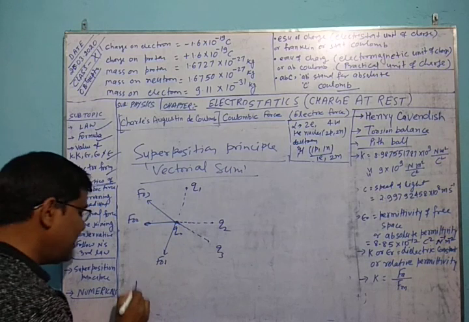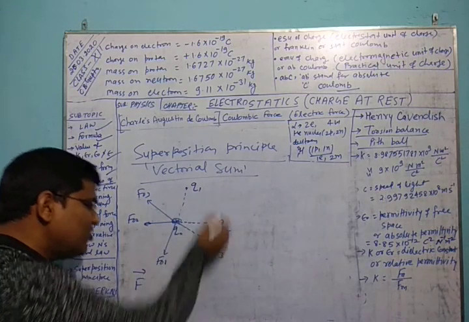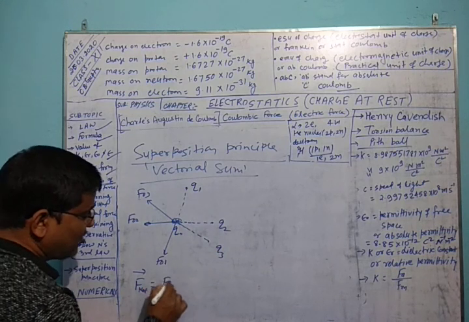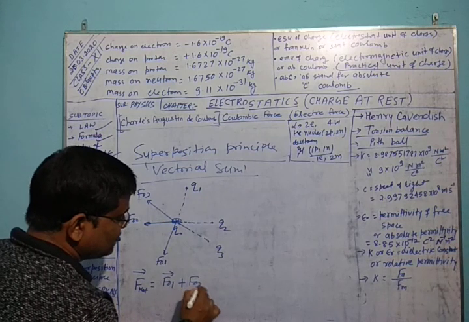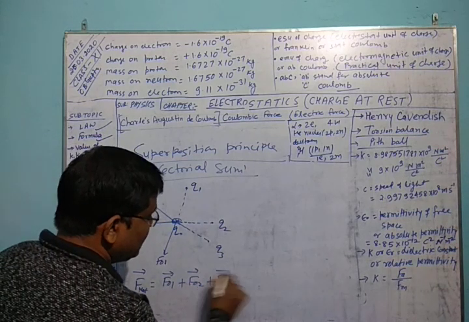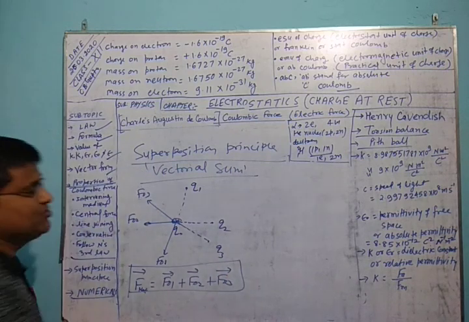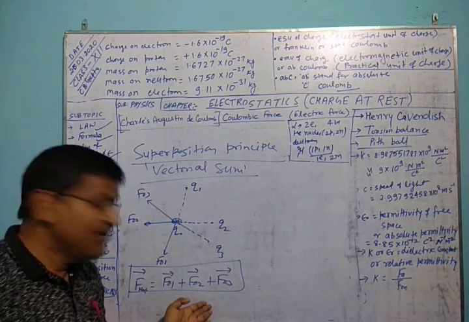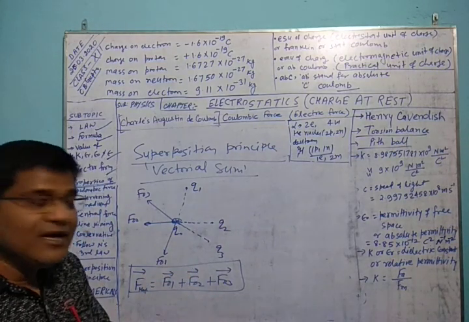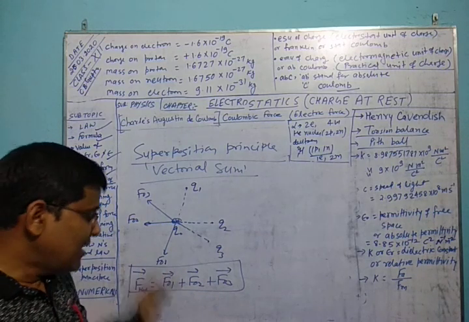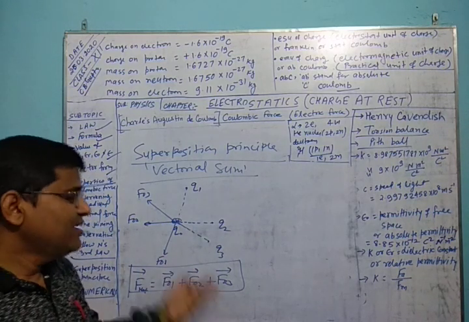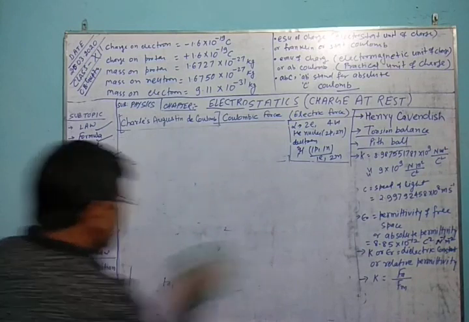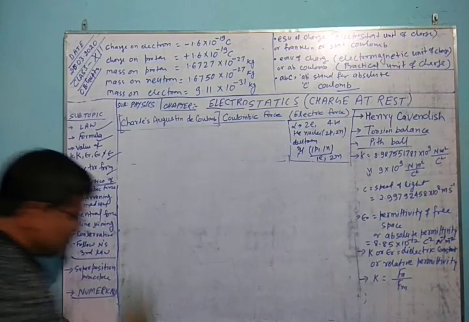And there are so many, so the net force acting on this particle due to these particles, F net vector, is the sum of F naught 1 vector plus F naught 2 vector plus F naught 3 vector. This sum is called the superposition principle, meaning vectorial sum. Algebraic sum is different from vectorial sum. Algebraic sum only gives the numerical value, but vectorial sum gives the magnitude as well as direction, and that's why it is different. And now it is time to solve the question.